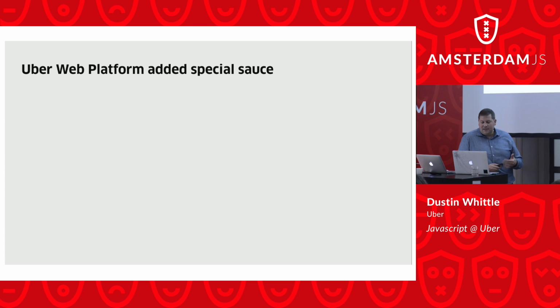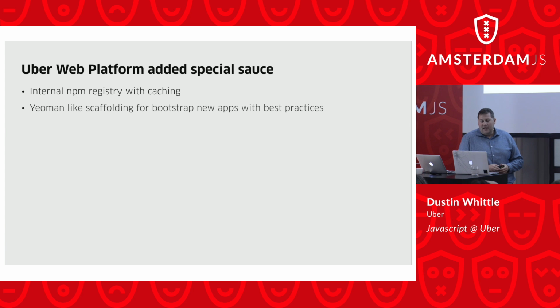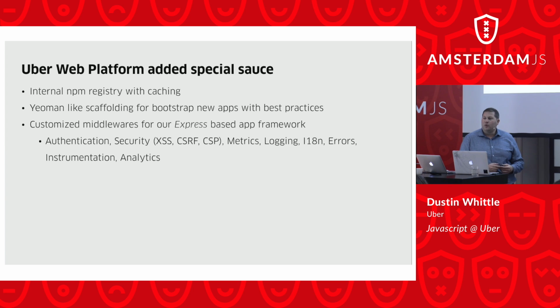And so we extended this a little bit by adding our own internal NPM registry with caching so we can support private packages, and so that when people do things on the internet, it doesn't take down all of our internal services. We have our own Yeoman-like tool that makes it easy to bootstrap a new web application with all these defaults built in. And then we have customized middlewares around Express that allow you to handle auth, security, logging, internationalization, instrumentation, analytics, all the basic stuff.